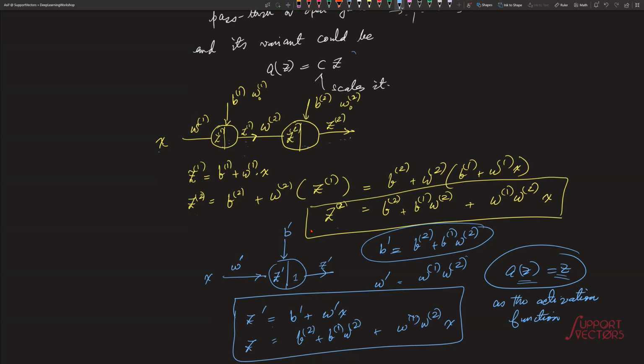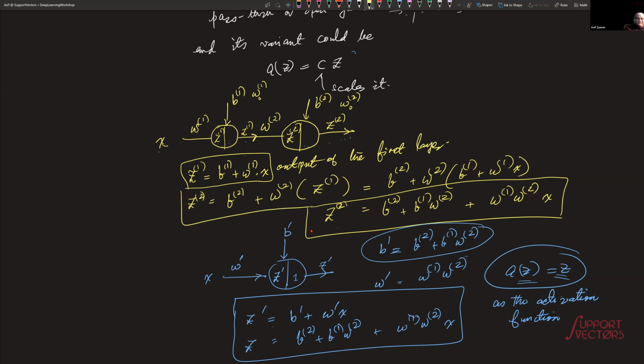Are we together? Why? Because if you really look at it, this is the output of the first layer, and this is the output of the second layer. Would you agree? Yes, sir. It's simple, no?